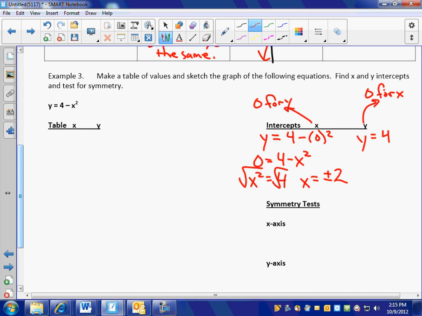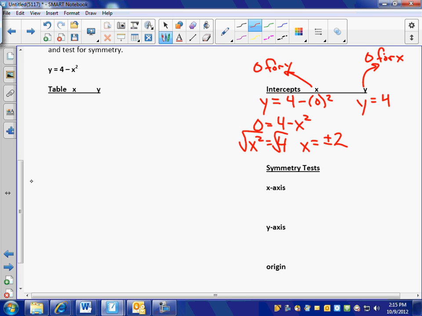So I've now found the x-intercepts. I found the y-intercepts. Those are important parts to being able to graph. Another important part of being able to graph is to find symmetry where it exists. Do you know what shape this makes? Starts with a, what did you say?